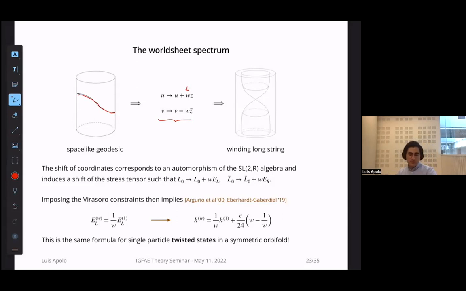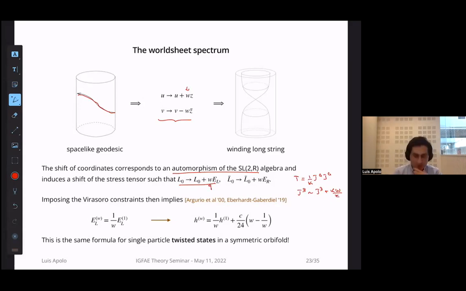Right, so yes, the shift of coordinates corresponds to an automorphism of the Sugawara algebra. This is just a spectral flow transformation, and it induces a shift on the stress tensor. And you can see the shift by recalling that the stress tensor is given by the Sugawara construction like this. And one of these currents shifts linearly under spectral flow, which explains the presence of this linear term here.